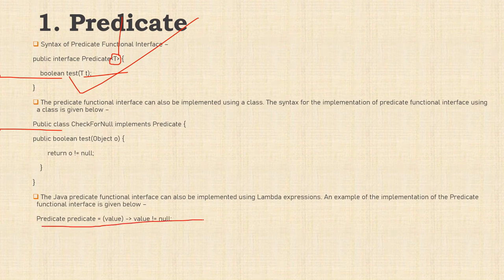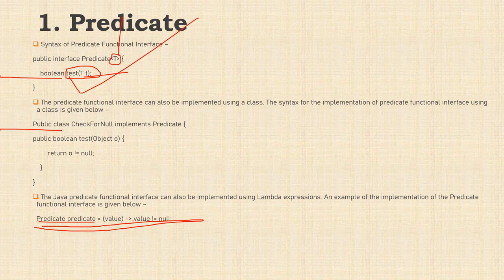And how can we create it like this? The Predicate function can also be implemented as a lambda expression. An example of the implementation of the Predicate functional interface is given below. We can create the Predicate. What is it doing here? This is the Predicate functional interface. In brackets we are writing value, so it is pointing to the test method, because there is only one method inside the Predicate.